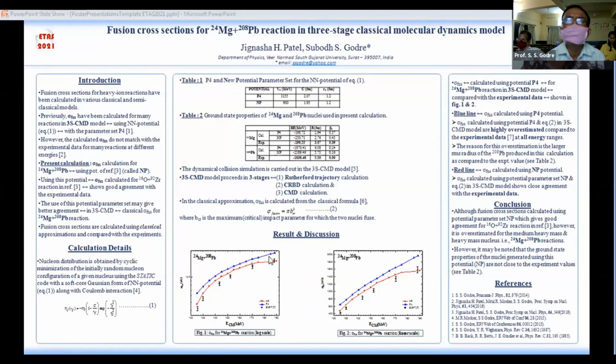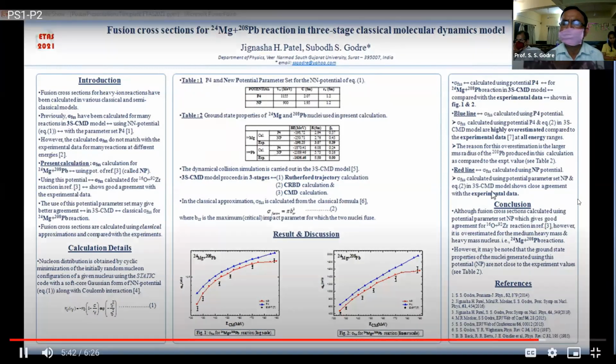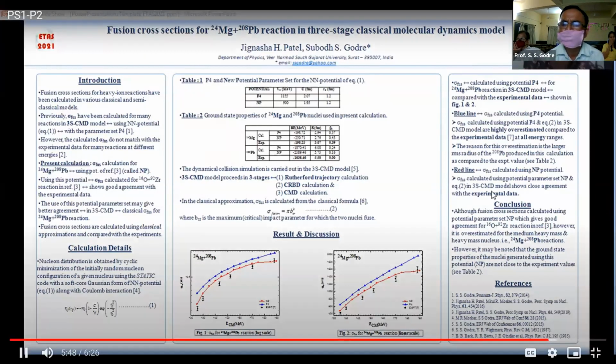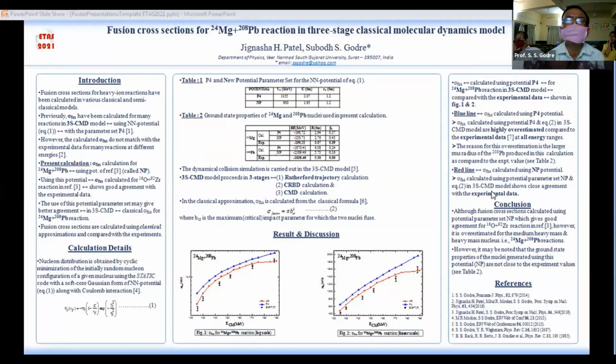The reason behind this overestimation is the larger root mean square radius of the 208 lead produced in this calculation as compared to the experimental data, which is shown in table 2. The fusion cross-section calculated using NP potential gives close agreement with the experimental data. Now the conclusion. Although the fusion cross-section calculated using potential parameter set NP gives good agreement for the 16 oxygen plus 92 zirconium reaction in reference 3, however, it is overestimated for the medium heavy mass and heavy mass nucleus, that is 24 magnesium plus 208 lead.